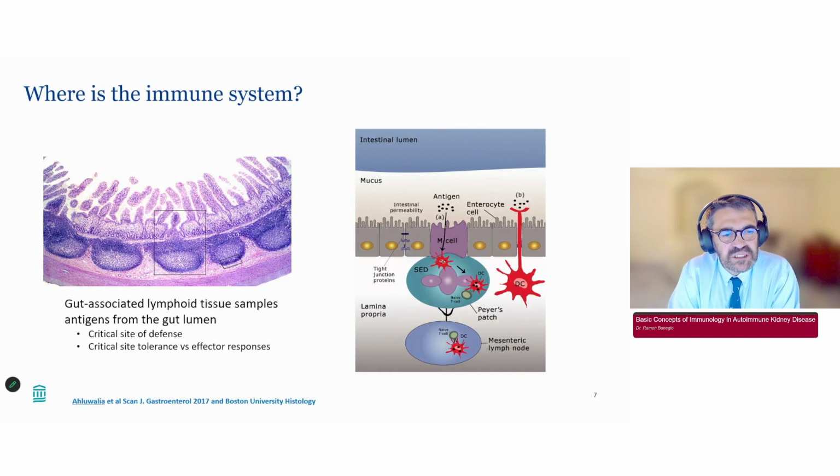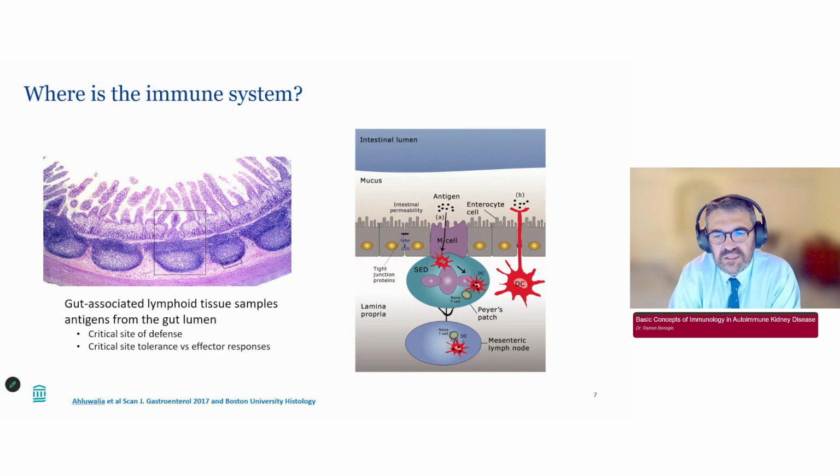So much of the immune system resides in these gut-associated or mucosal-associated lymphoid tissues. And you can see there that the immune system is sensing the antigens and the bacteria that are inside the mucosa or inside the gut. And it does that in two different ways.